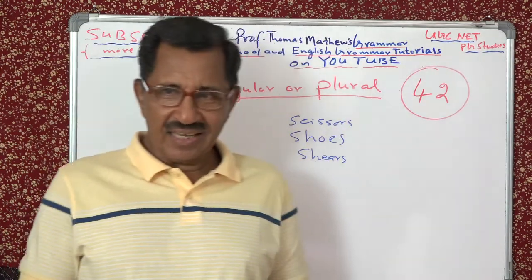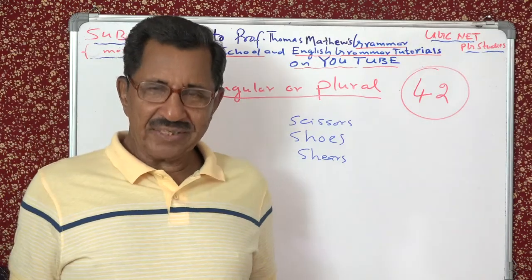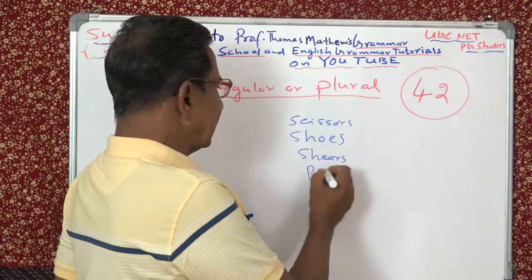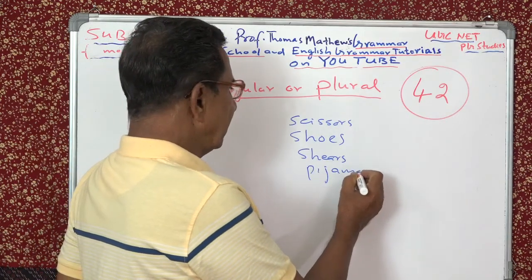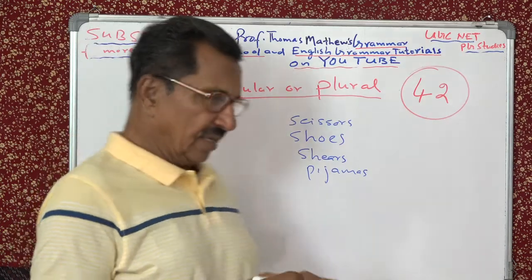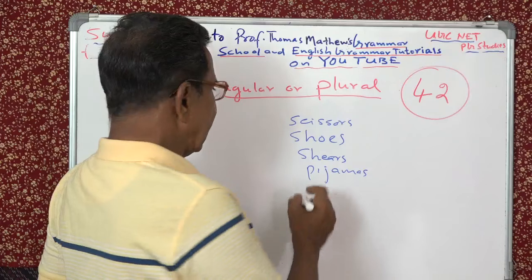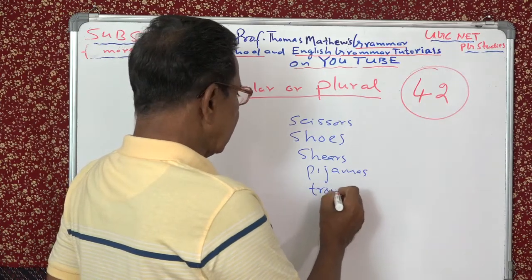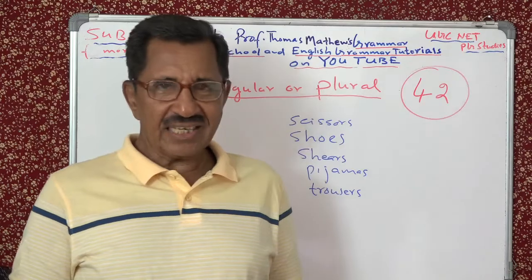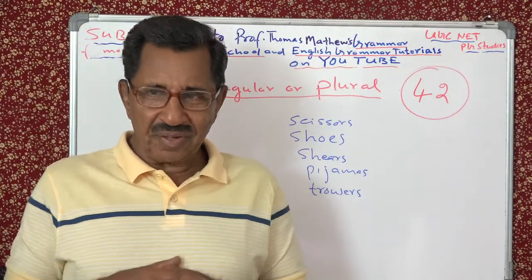See? And again we have got, think of another, like pants, like pajamas. Pajamas, yes. And you have got two parts, trousers. Trousers means pants, P-A-N-T-S, pants. You call it also trousers. So they have two parts.